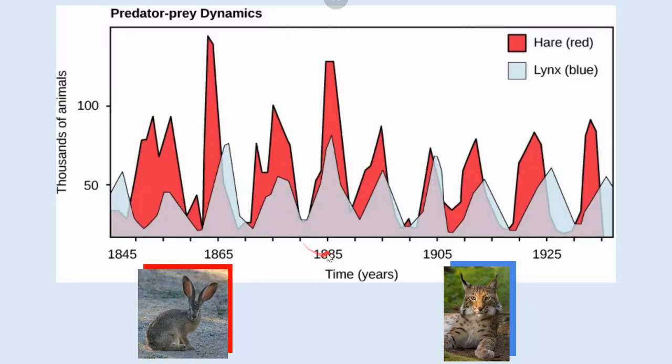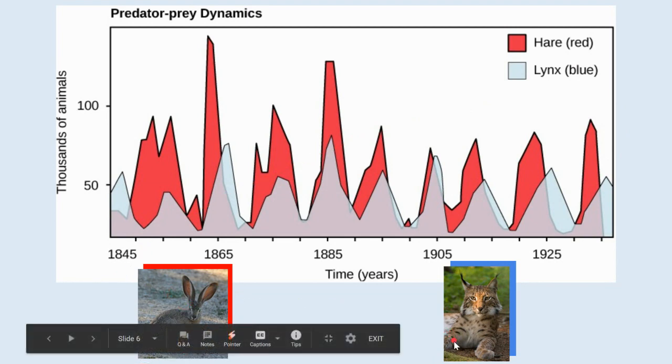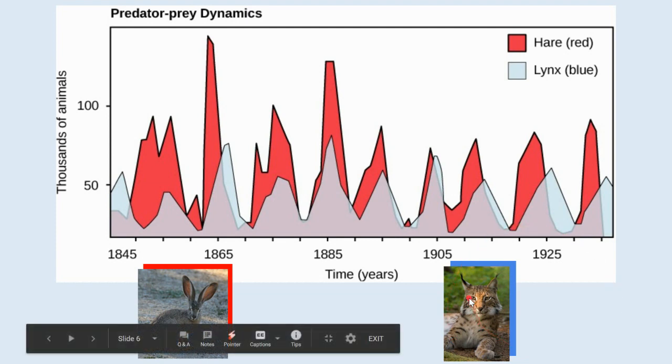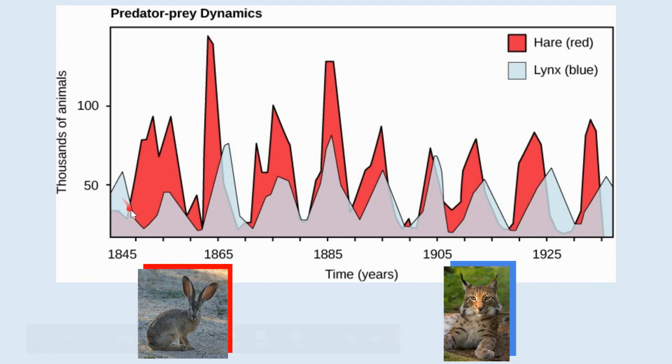So if we've got our hares in red and our lynx, or our wolves, either way, or wolves are a different species. This is just a very similar example. We've got our lynx right here. They are blue. So right here we can see a sudden increase in hare population when the lynx population is going down. So as the lynx population goes down, the hare population goes up. And when that hare population is really, really high, the lynx population will get really, really high, and then the hares will crash.